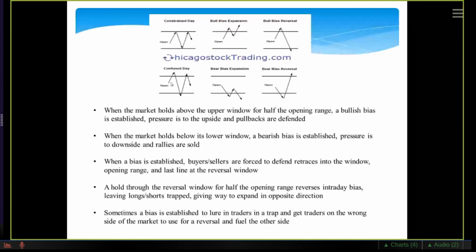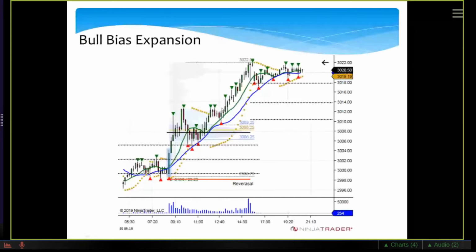You probably see about one every couple of months, when you have a bullish bias that's reversed and it goes back into its bullish direction. So you don't see those happen too often. A bearish bias expansion is when you break below the vol window, establish a bearish bias, and expand down, what we're seeing today. And a bear reversal is when it establishes a bearish bias, gets everyone short, and then reverses, and those shorts get trapped. So this is an example of a bullish bias expansion.